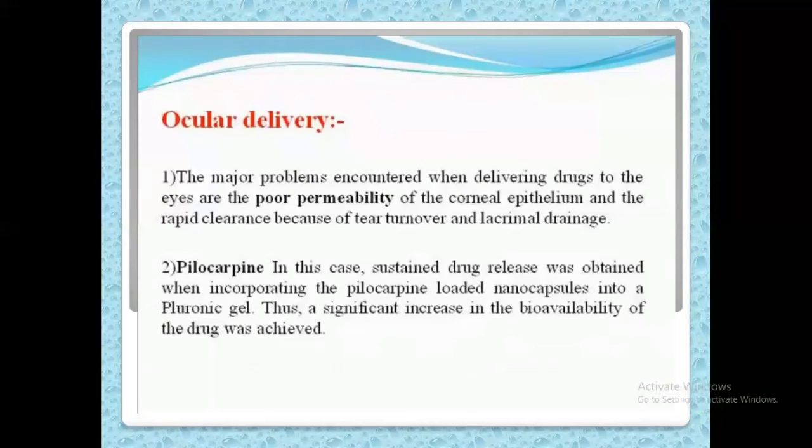The major problems encountered when delivering drugs to the eyeballs are the poor permeability of the corneal epithelium, which will not allow the drug, and the rapid clearance because of tear turnover and lacrimal drainage. Through the lacrimal glands, if you are injecting them, they will go very fast. Rapid clearance of the drug takes place. That is solved through nanocapsules.